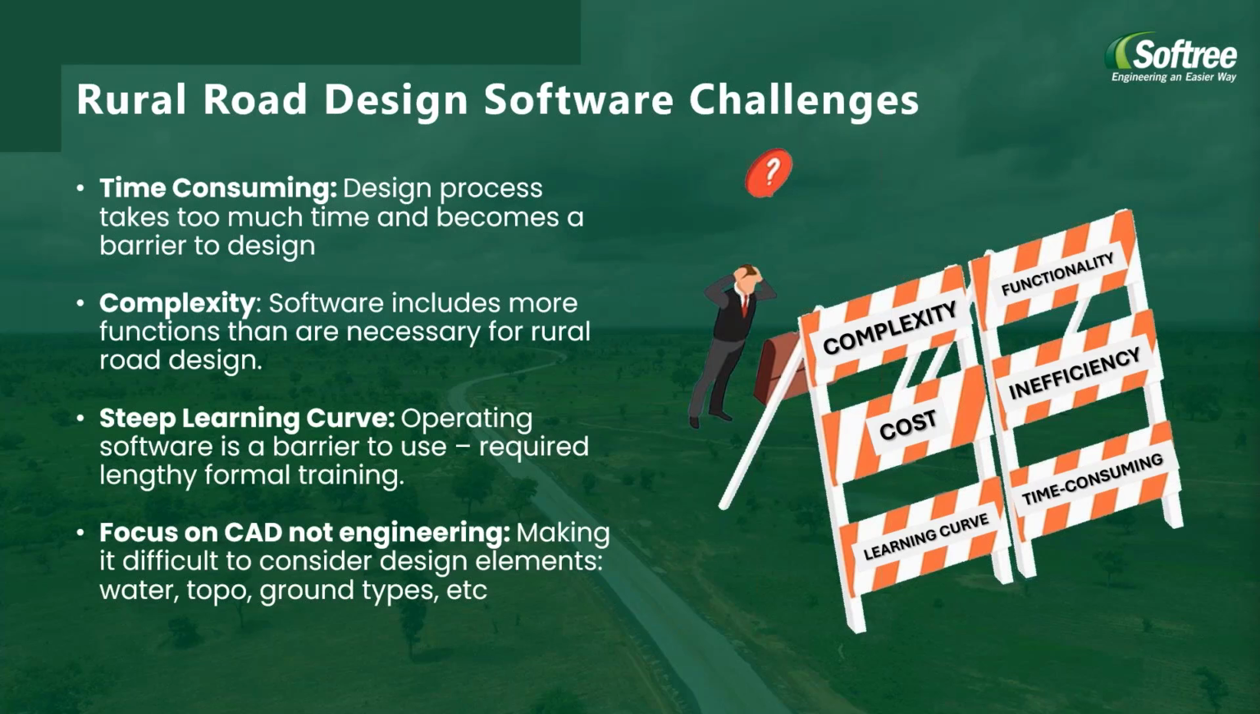And the last one, and I think this one for me is probably one of the most important, is that the functionality in design software tends to focus more on the drafting side and not engineering. And rural roads face, particularly in places like West Africa, periods of very intense rainfall, and you need to account for what the water is doing and what the terrain is doing and what different soil types and ground types are available. Being able to focus on those more engineering elements is really important, and that has been a challenge in most design platforms. So we feel that addressing these challenges requires a different approach.